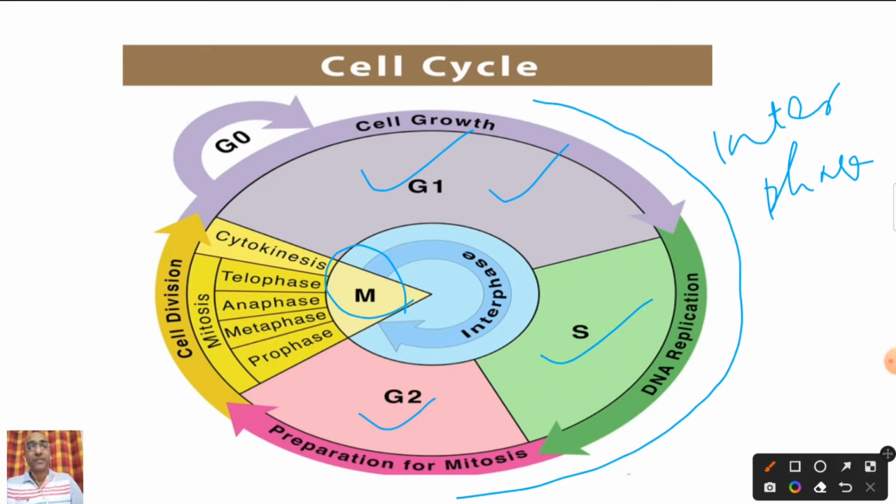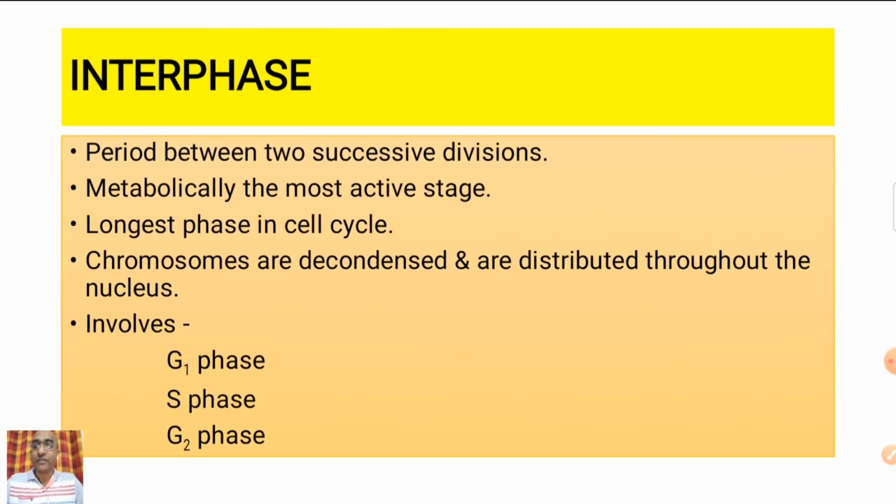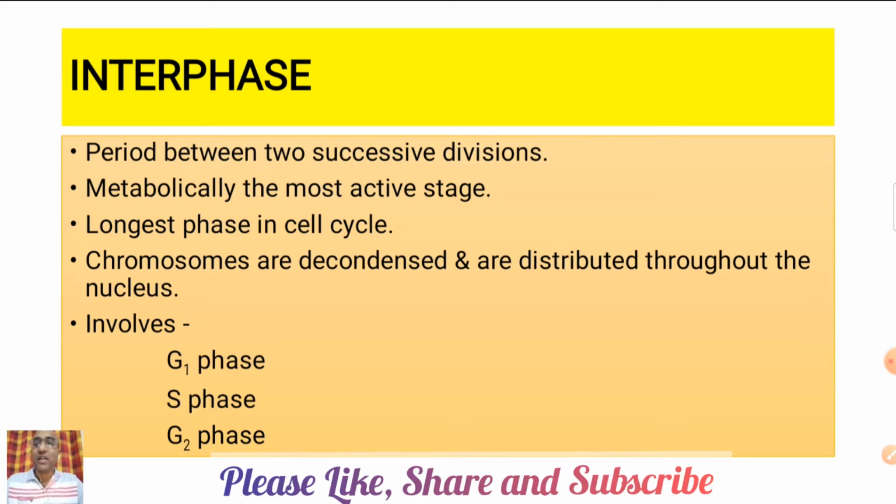Now, let us come to the G1 phase, or first interphase. Within that interphase, we will discuss G1, S and G2. What is interphase? Interphase is the period between two successive divisions. It is metabolically the most active stage, but it is otherwise known as resting phase. Why we call it resting phase, I will tell you. And remember one thing, it is the longest phase in the cell cycle.